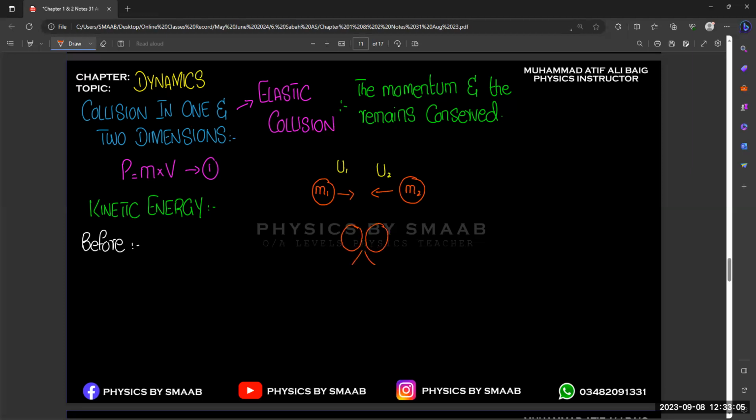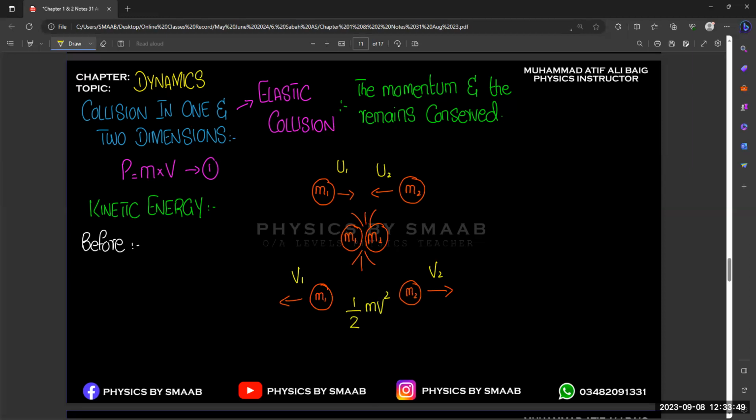So let's suppose they collide with each other, and after collision, m1 starts to move towards the left hand side, and m2 starts to move towards the right hand side. So again, in opposite direction, right? And the final velocities after collision will be v1 and v2. And we know the formula for kinetic energy is equal to half mv square.